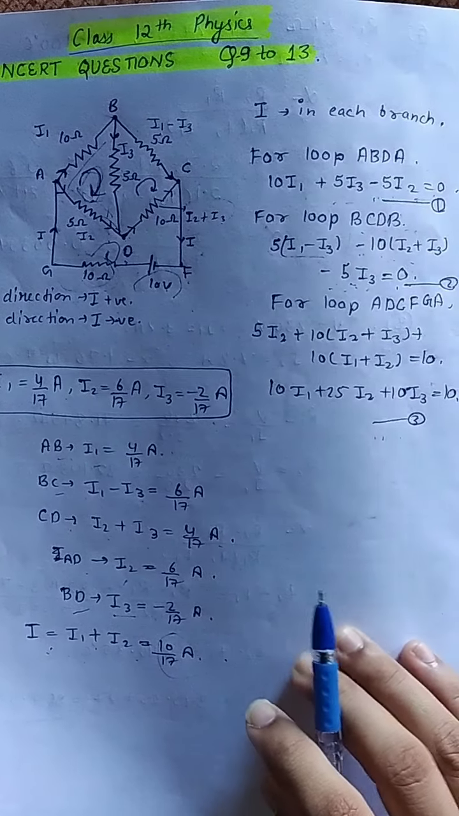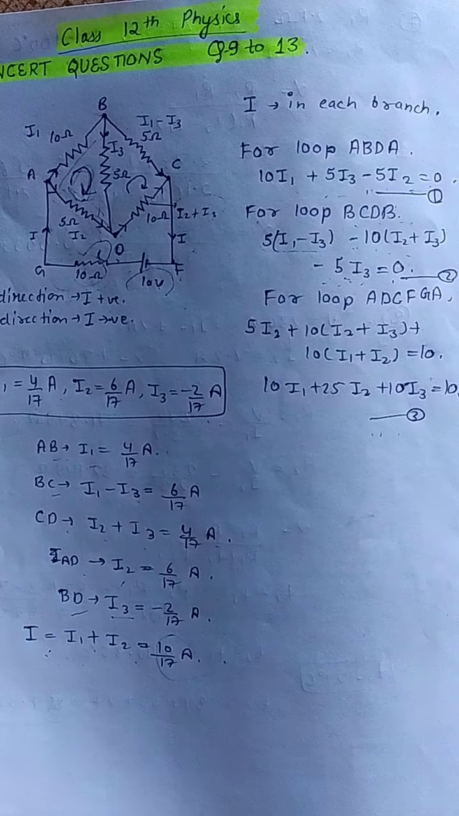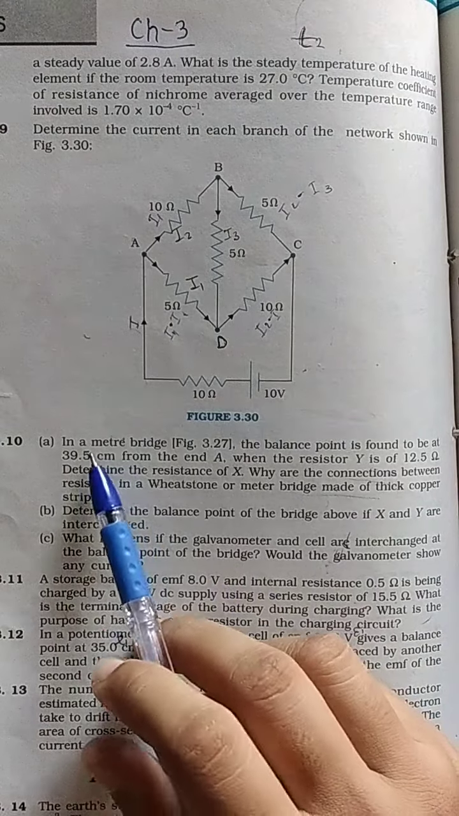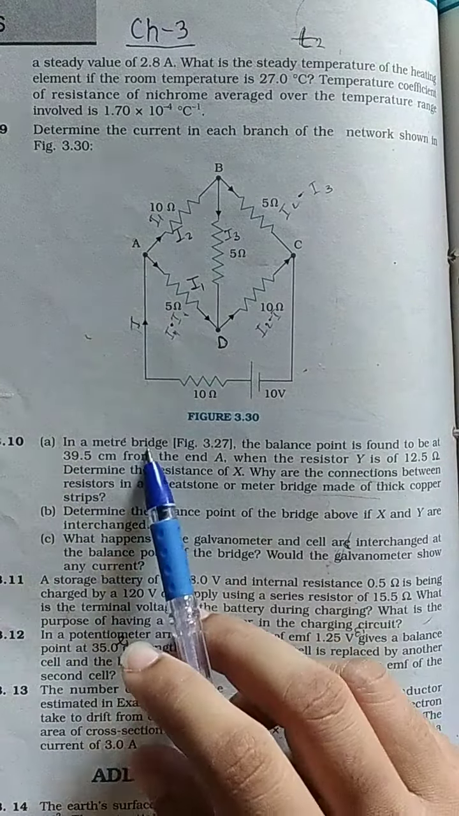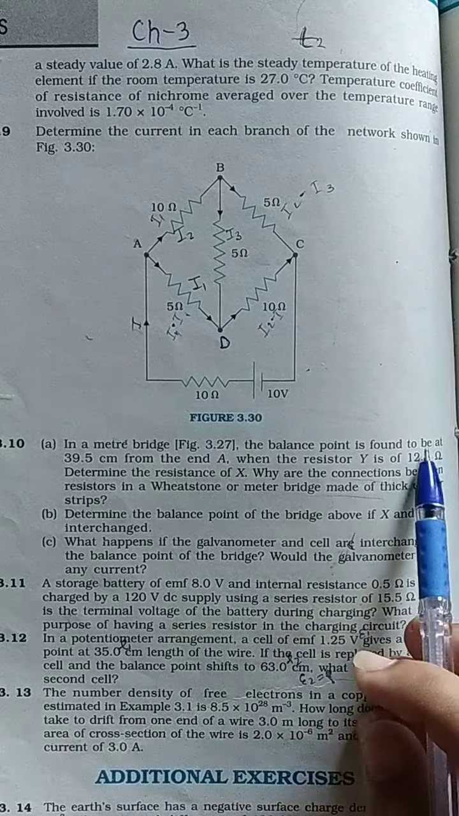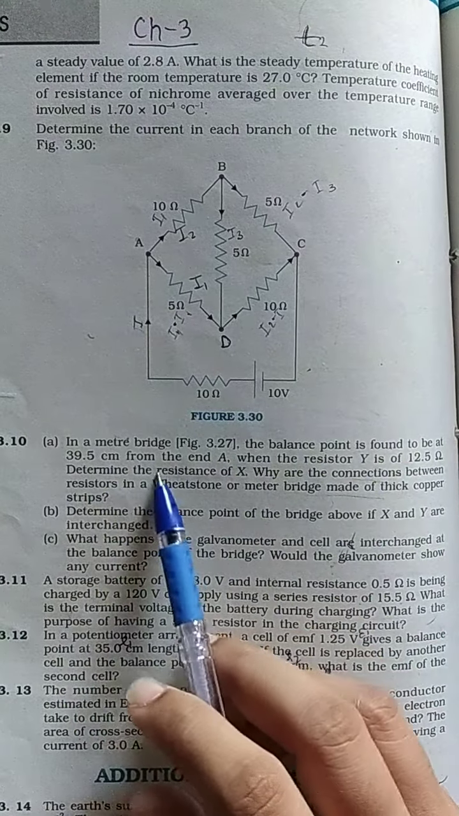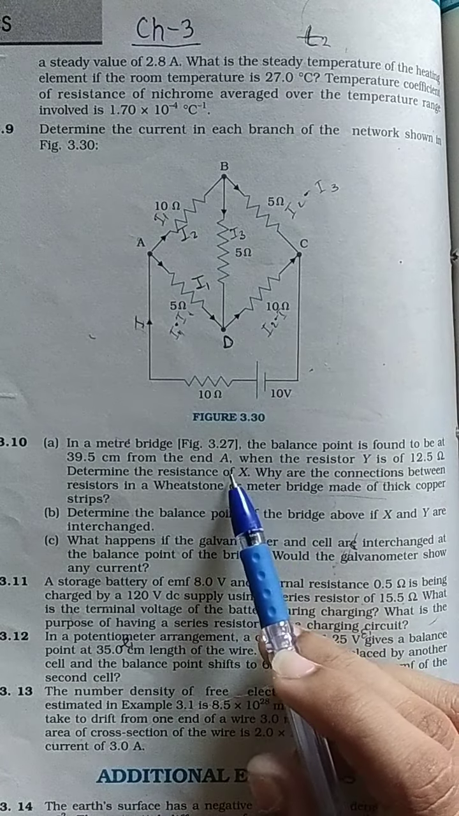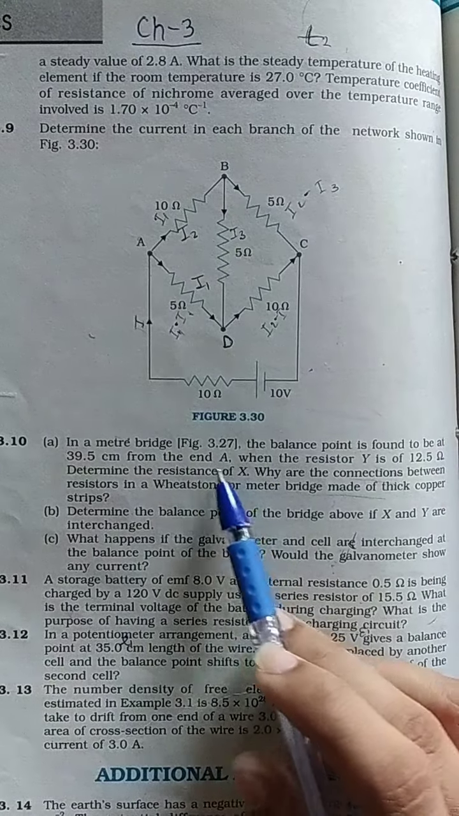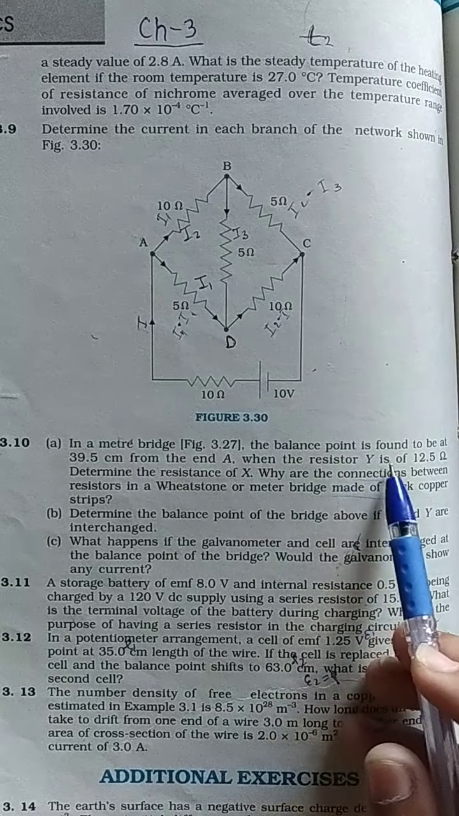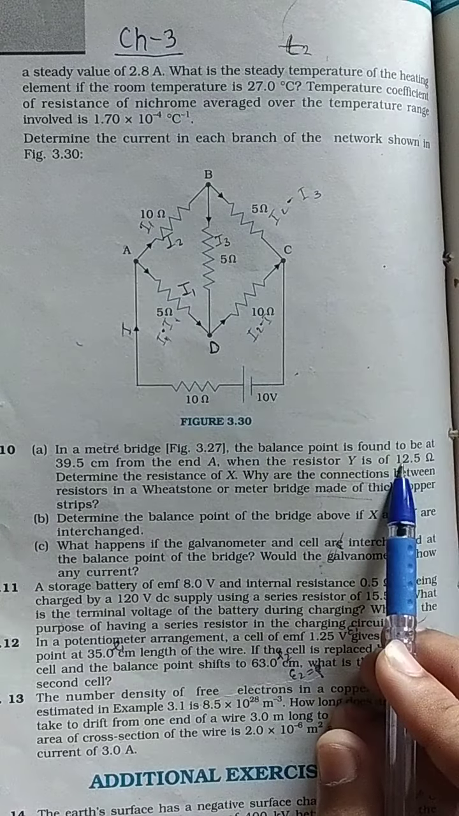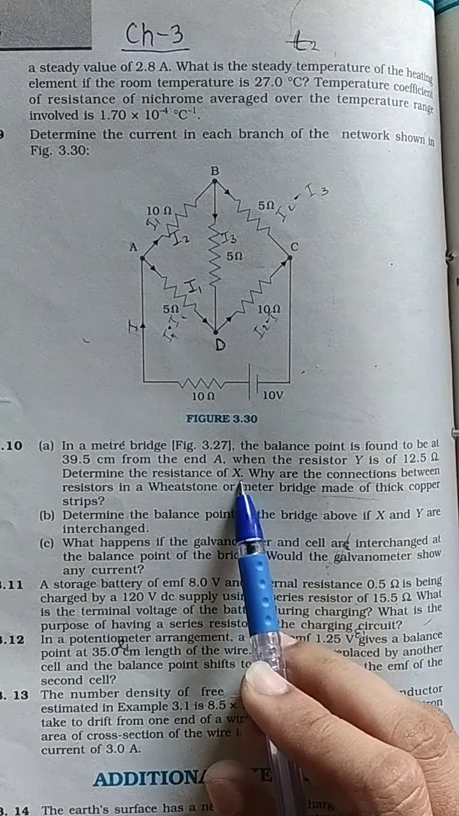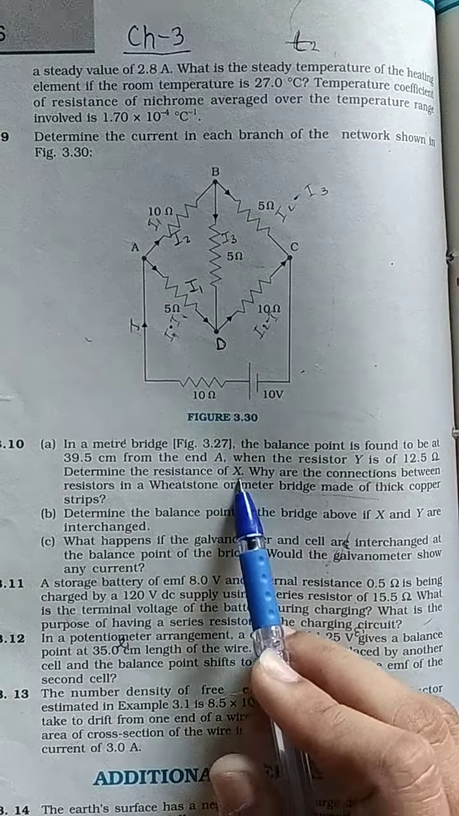Now going to the next question, that is question number 10. The 10th question, first part: in a meter bridge, the balance point is found to be at 39.5 cm from the end A. This question is related to the Wheatstone or meter bridge. When the resistor Y is of 12.5 ohm, determine the resistance of X. We have to find the value of resistance X.